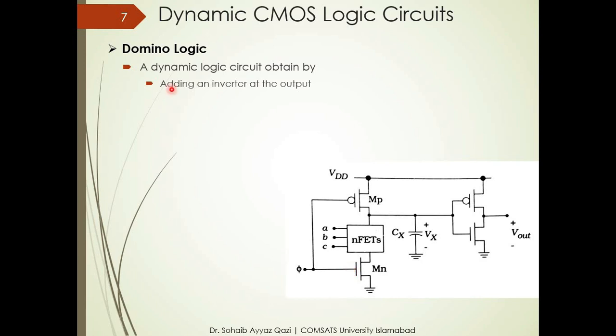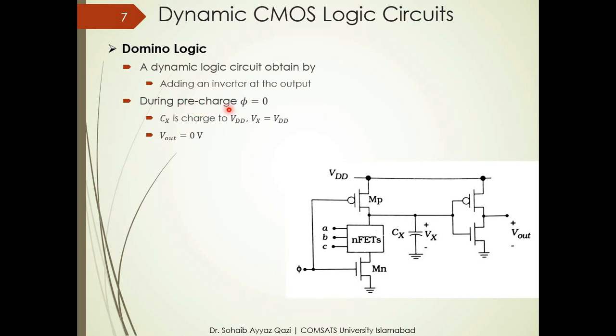An advanced version of these dynamic CMOS logic circuits is known as domino logic. In this domino logic circuit, we add an inverter to the output, like we had seen in this circuit earlier. This circuit basically represents the dynamic CMOS logic circuit, but we add an inverter at the output.